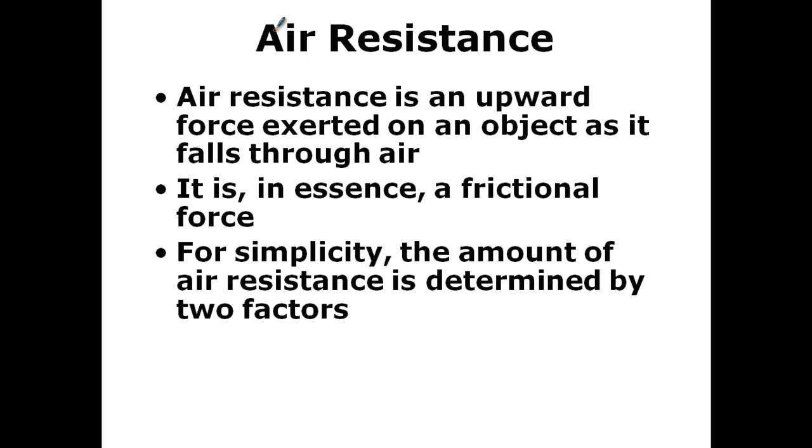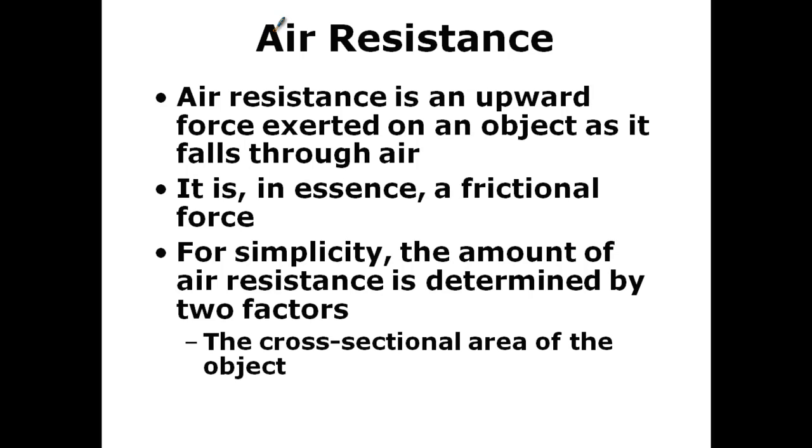For simplicity, the amount of air resistance is determined by two factors: the cross-sectional area of the object, like how much surface area is smacking into that air, and the speed of the object. So the more cross-sectional area, the greater the force. And the faster something goes, also the greater the air resistance. You can see this from that little demo we did the very first day of class with that coffee filter. Before we crumpled it up, it had a much larger cross-sectional area than after we crumpled it. That's why it floated down, instead of when we crumpled it up, it just fell straight and at the same time as a tennis ball.